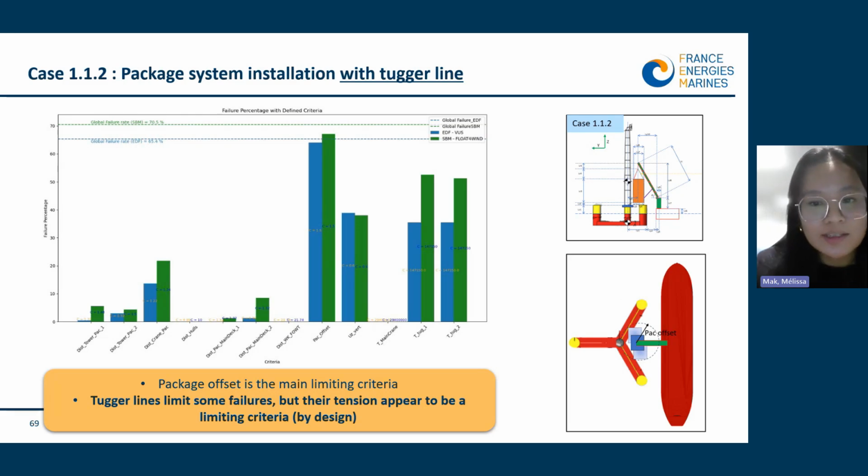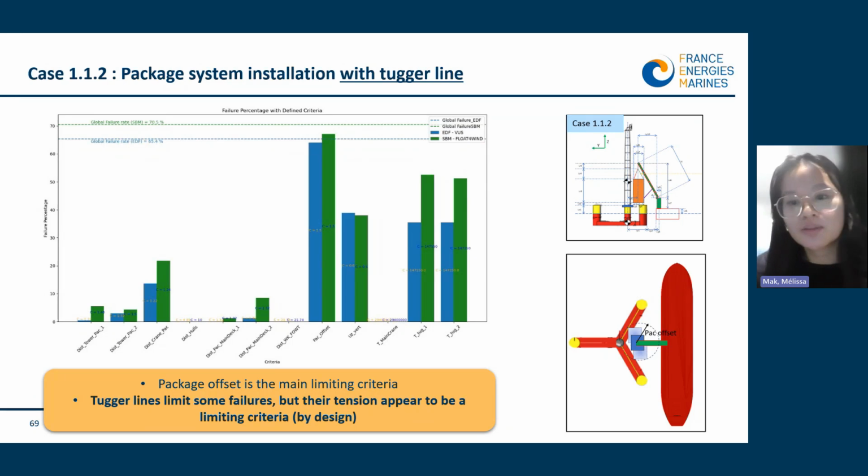And we can see that the package offset is the main limiting criterion, and it's really linked to the package motion and also to the pendulum period of our package. We can also see with this case that some cases also fail because of the tension in the tugger line. More than 50% of the cases are a failure for SBM, and around 35% of the cases are a failure for EDF.